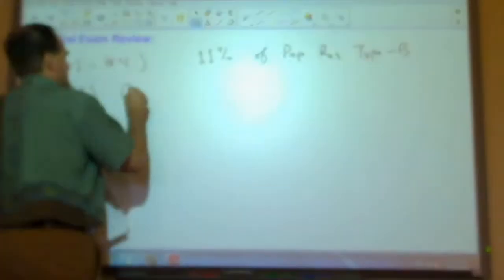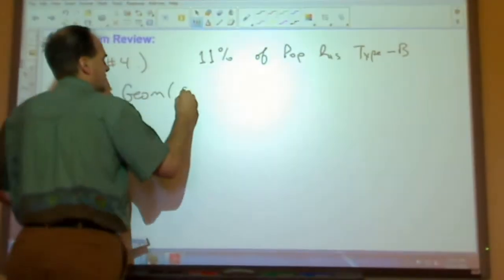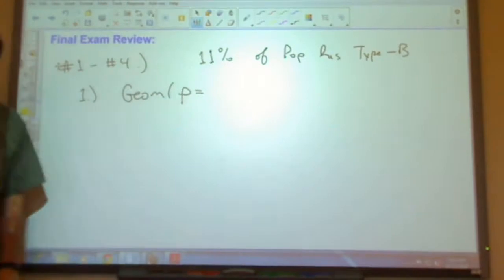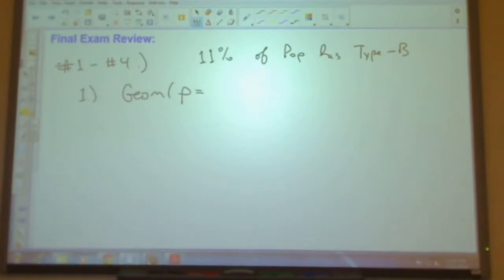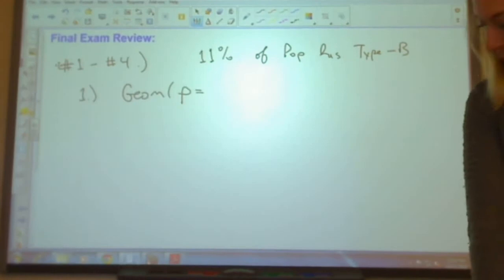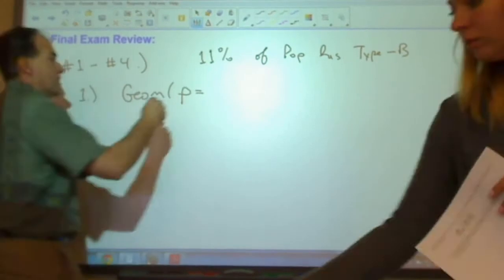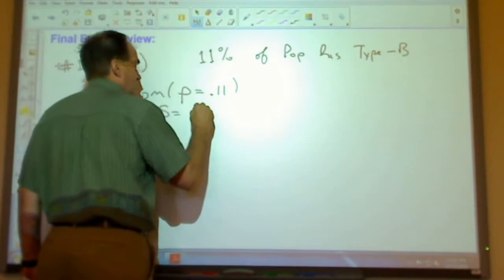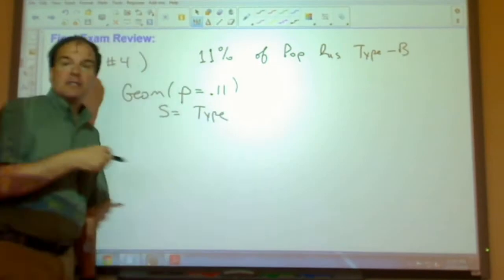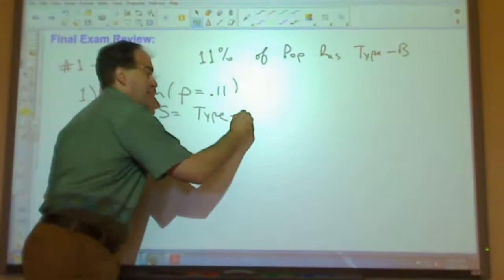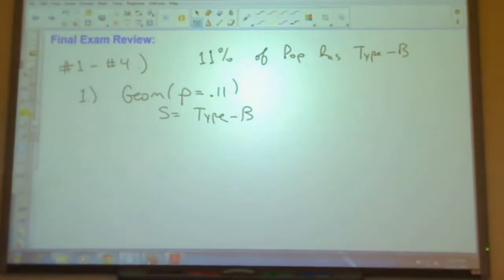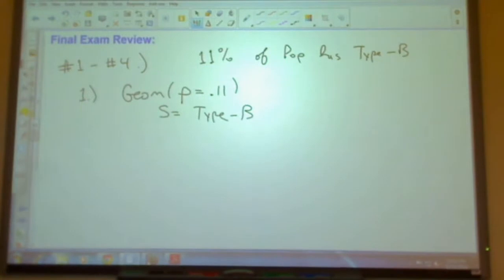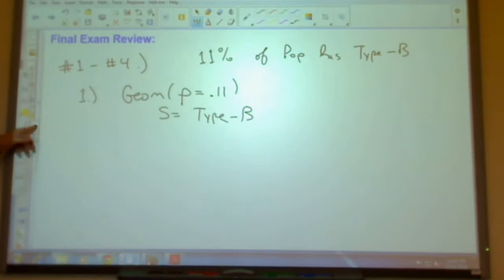Okay, so this is definitely a geometric. What's our proportion? What's our p-value? 0.11. Okay, so success is going to be you are type B. That means failure is you're not type B. Is everybody good with this? Okay, so what are we asking when we say the expected value? Or how many do you expect to get until you get your first one?